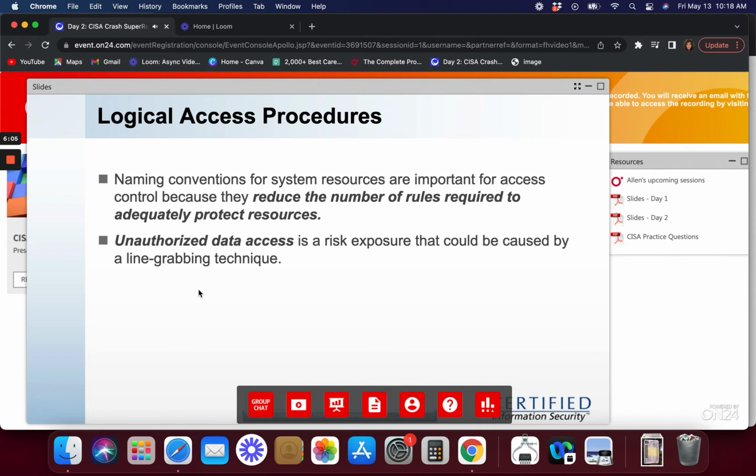Moving along, logical access controls. Naming conventions for system resources are important for access control. What are we talking about here? You know how you can assign rights and privileges to groups? Within Microsoft network administration, we even call them group policy objects. So I didn't have to assign the access individually. I was able to assign it to a group, put everybody in that group, and that gave them the inherited access. That's the long way of saying how that works.